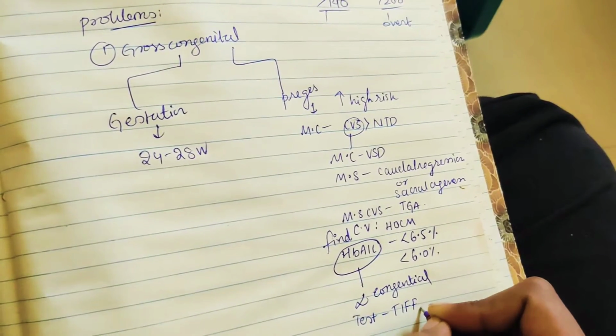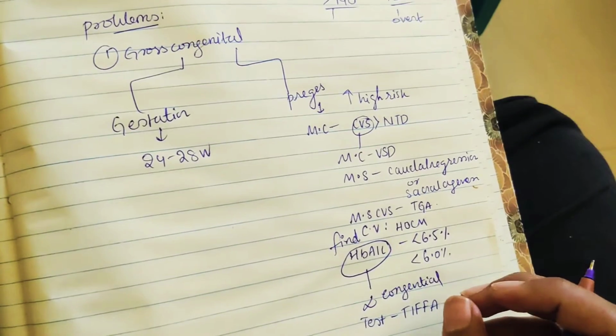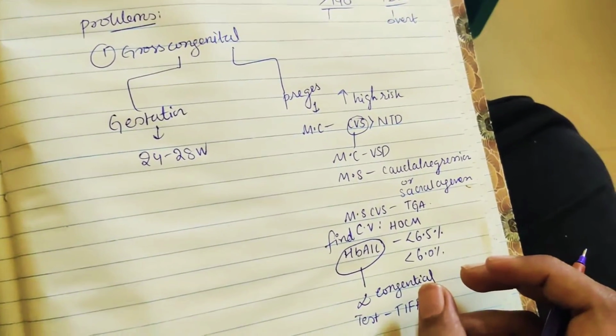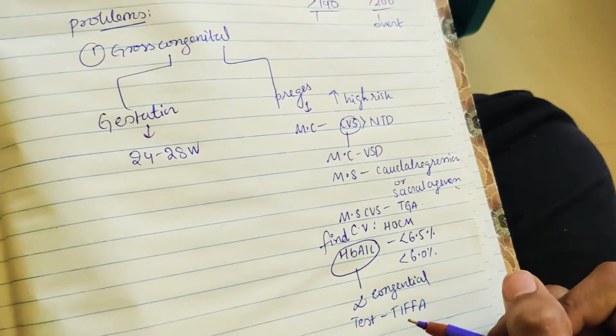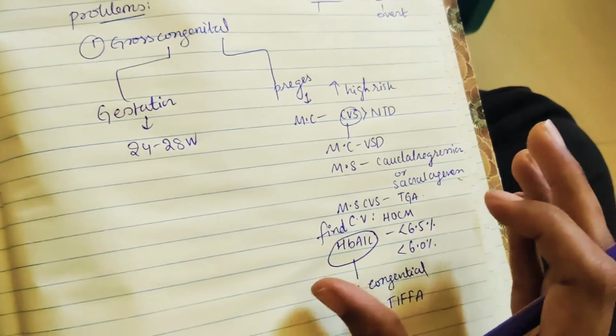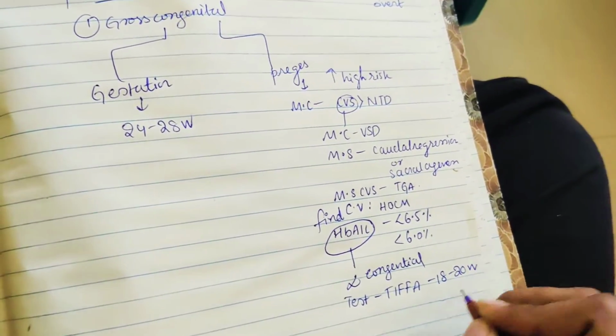What is TIFFA? This is a level 2 scan, that is targeted imaging for fetal anomalies. It is done universally for all pregnant females, not only in the case of a diabetic mother, even in non-diabetic pregnant females. We do this to find out any congenital anomalies, especially between 18 to 20 weeks.